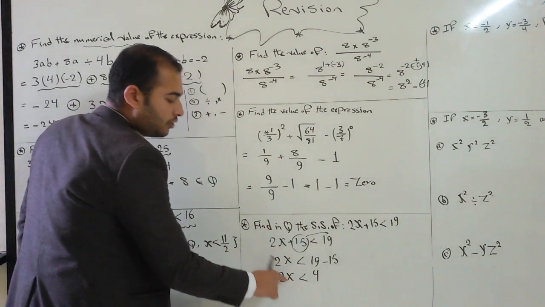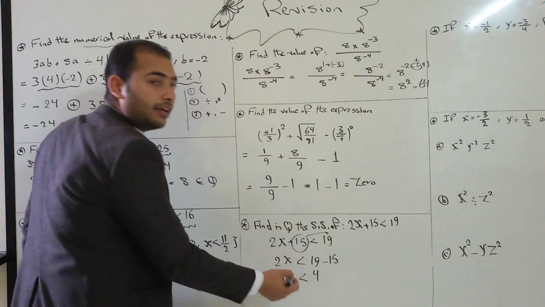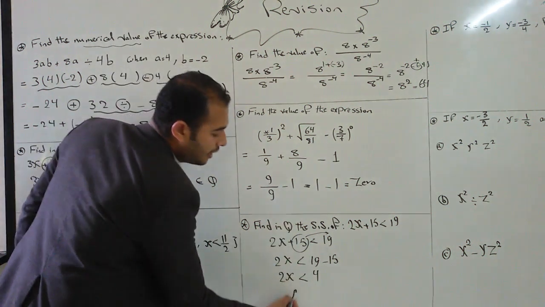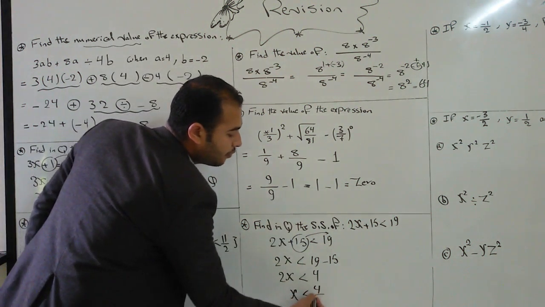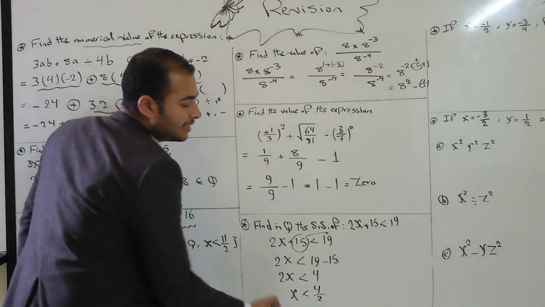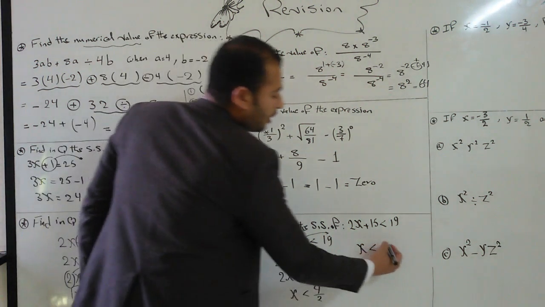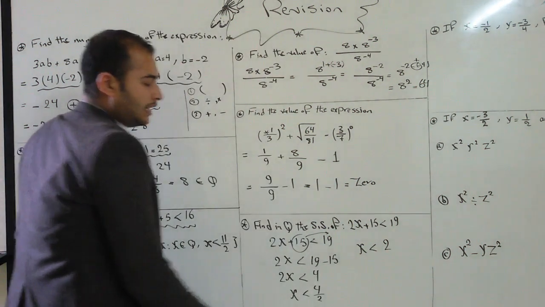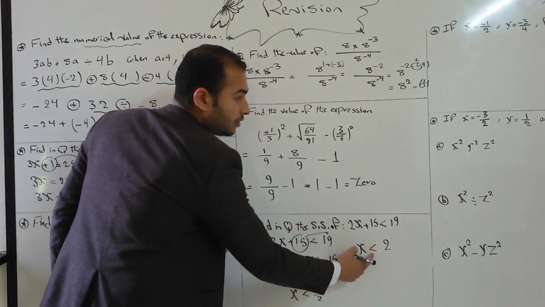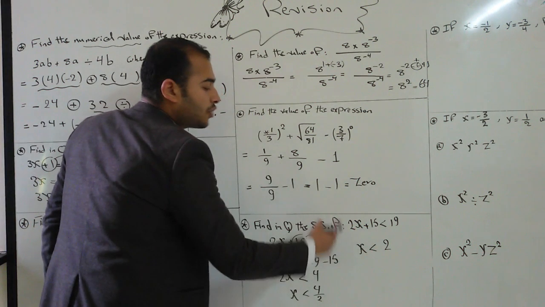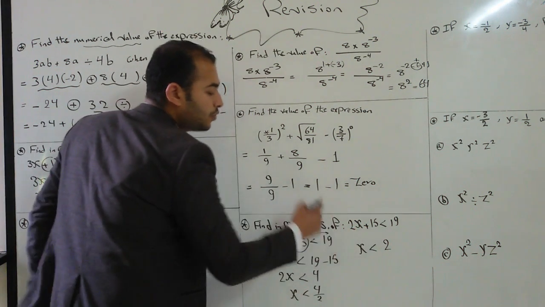Then I want x alone, so move 2 to the other side by the opposite operation, which is divide. Then x less than 4 divided by 2 equals 2. Then the solution set: this is what inequality? All rational numbers less than 2 belong to the solution set.